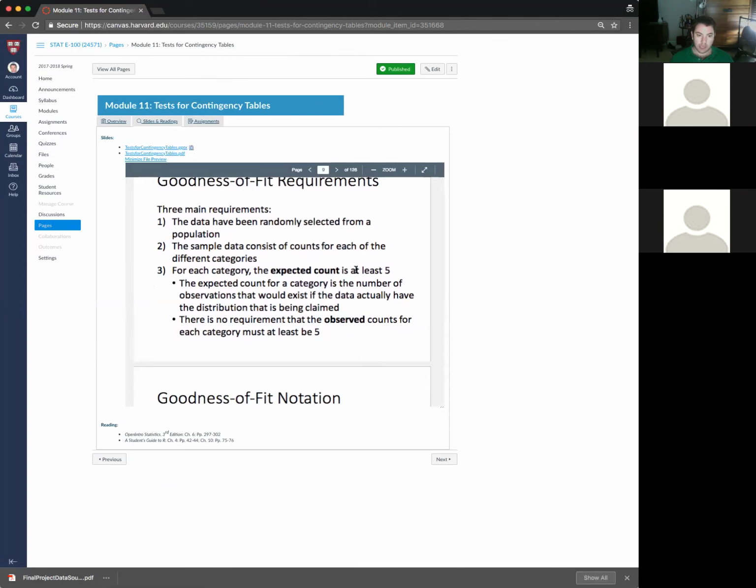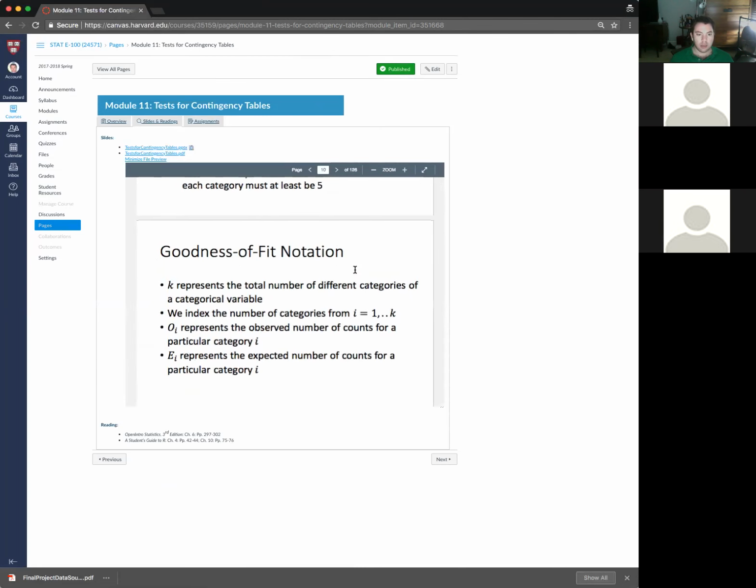So the expected count for a category is the number of observations that would exist if the data actually have the distribution that's being claimed. And there's no requirement for the observed counts to be at least 5, it's just the expected.